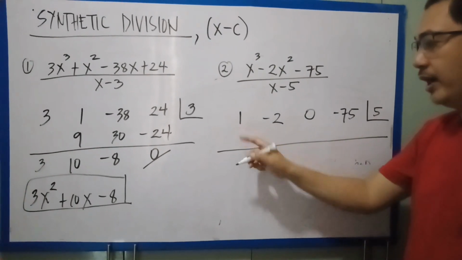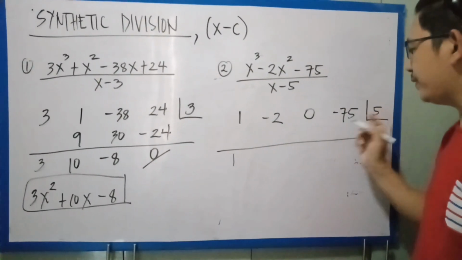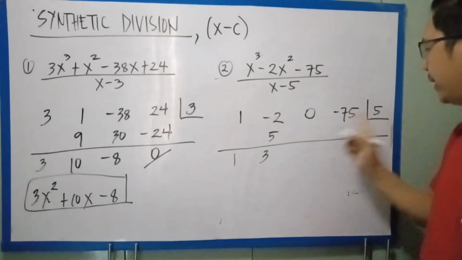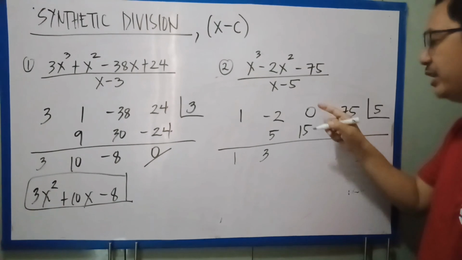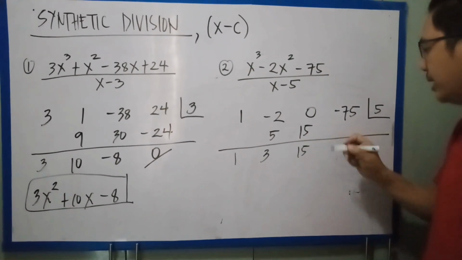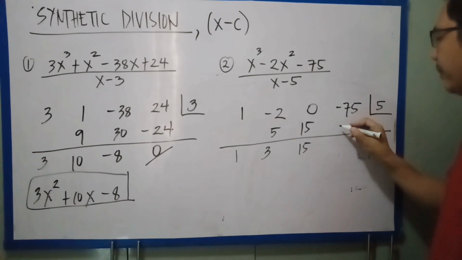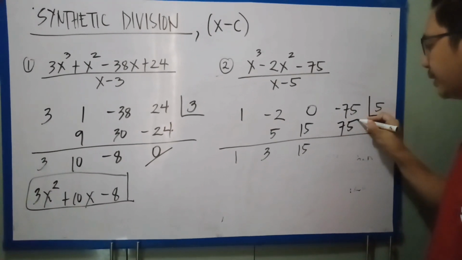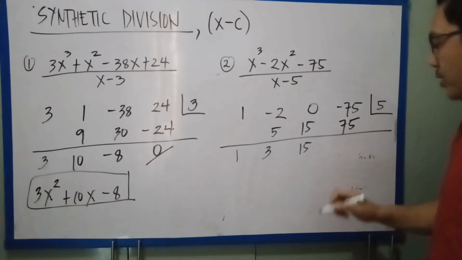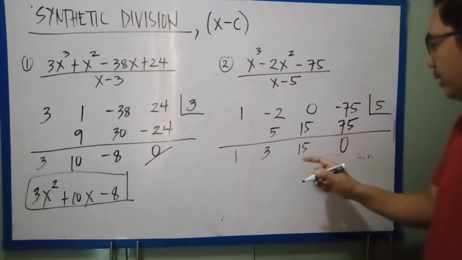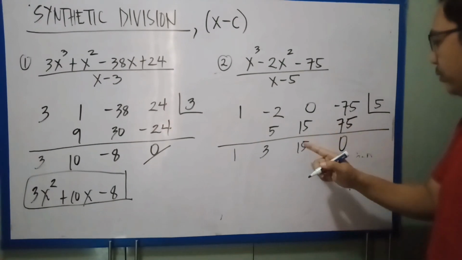Okay, so we have bring down 1. 1 times 5 is 5. Negative 2 plus 5 is 3. 3 times 5 is 15. So 0 plus 15 is 15. Then 15 times 5 is equal to 75. Positive 75. So this is 0.